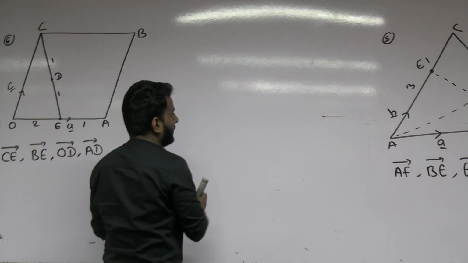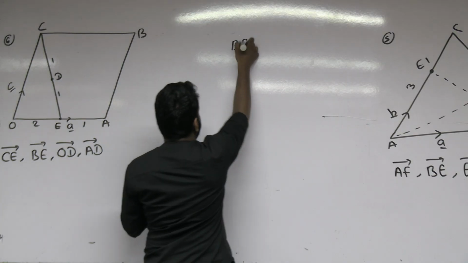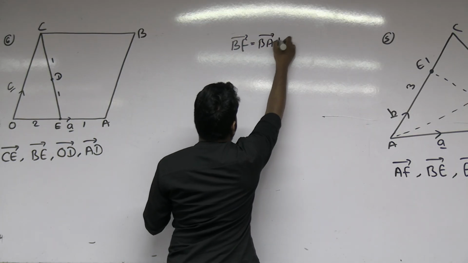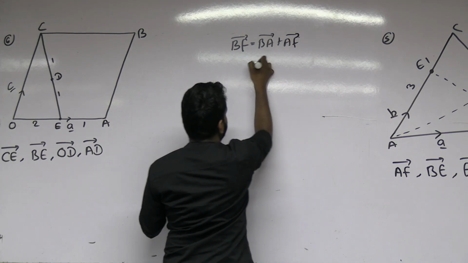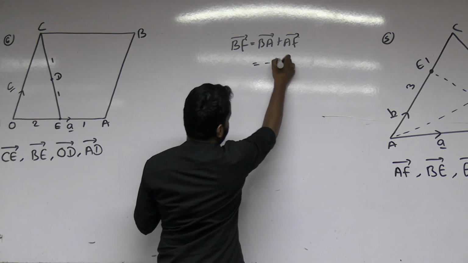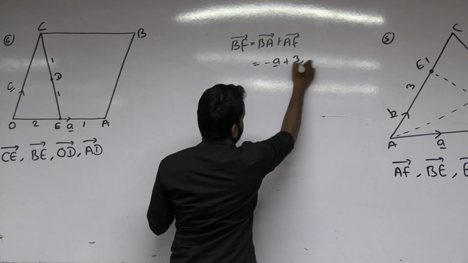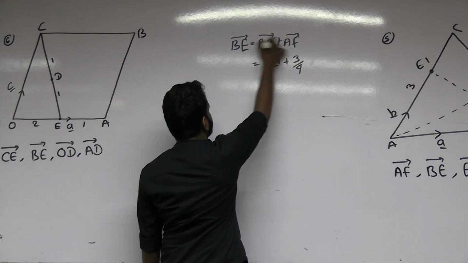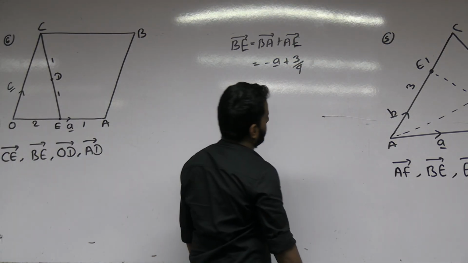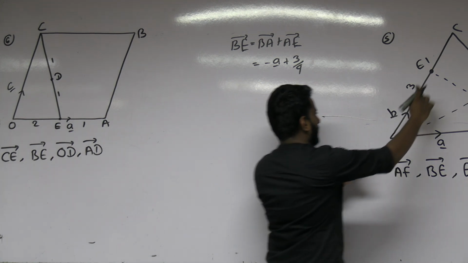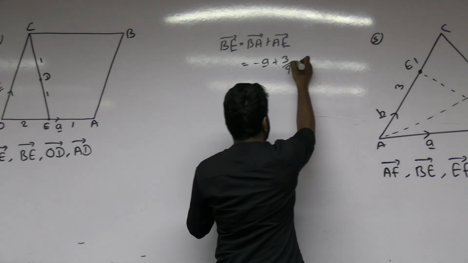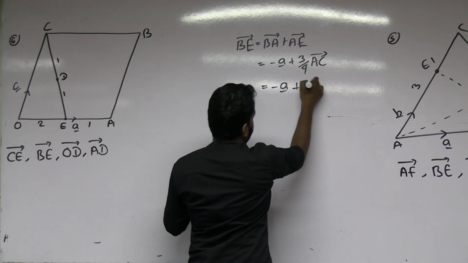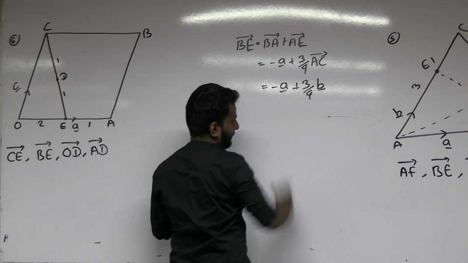BF is equal to BA plus AF. So BA is minus A and AF is A, that is BF. It's BE. AE is a portion of AC, which is 3/4 AC. So we can write it as simply minus 3/4 B.